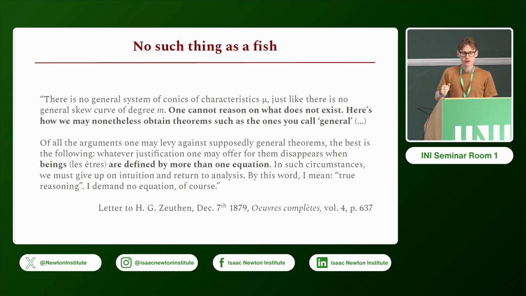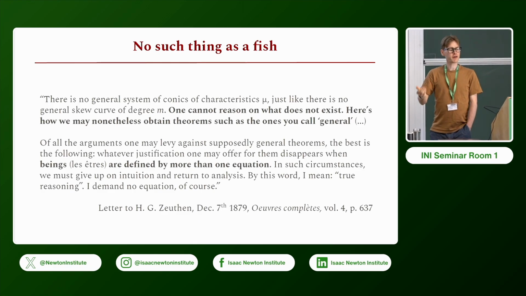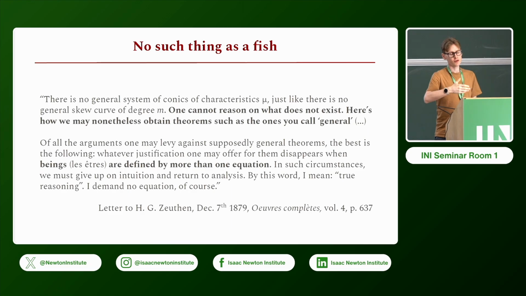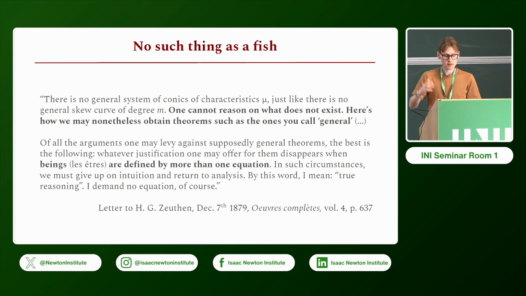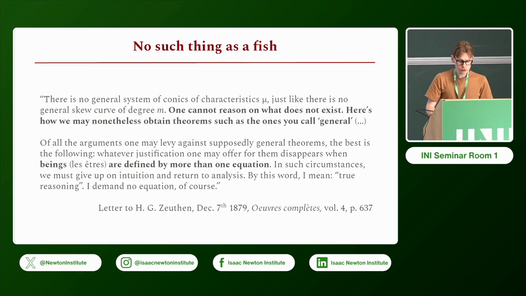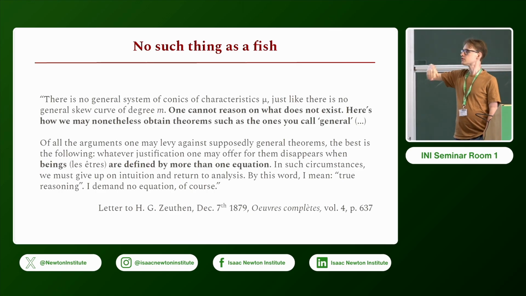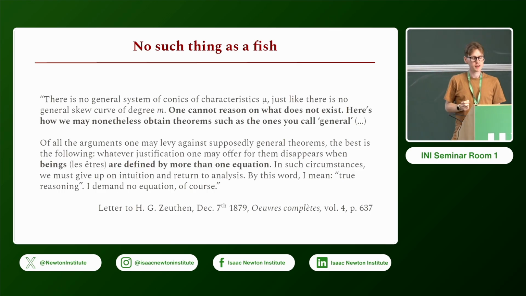We must give up on intuition and return to analysis. So a well-known trope at the time was that geometry, unlike arithmetic or algebra, has not undergone the process of rigorization that is necessary, and this was a worry that Halphen viewed himself as having to quell. What is interesting to me here is that he begins with two examples. Systems of conics, so this is one family of conics in the plane, or the algebraic skew curve in three-dimensional space, which he describes as non-beings.